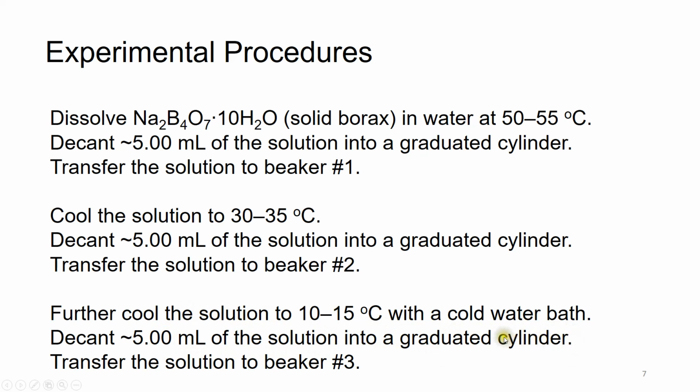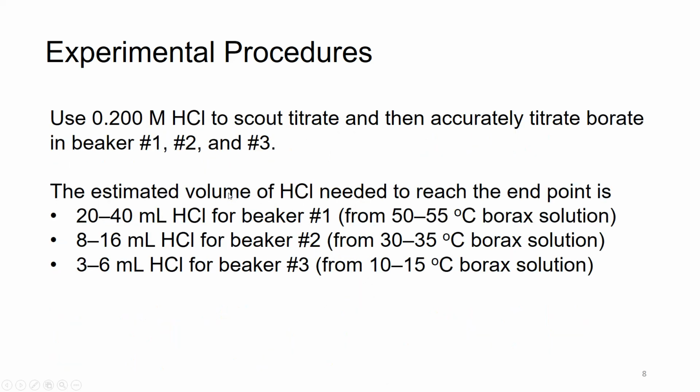And then rinse the cylinder, transfer everything into this beaker number 3. Now you have beaker 1, beaker 2, and beaker 3. They all contain a borate solution to be titrated. We'll use roughly 0.2 molar HCl to titrate these 3 beakers. We always do a scout titration first, and then we do a more accurate titration.